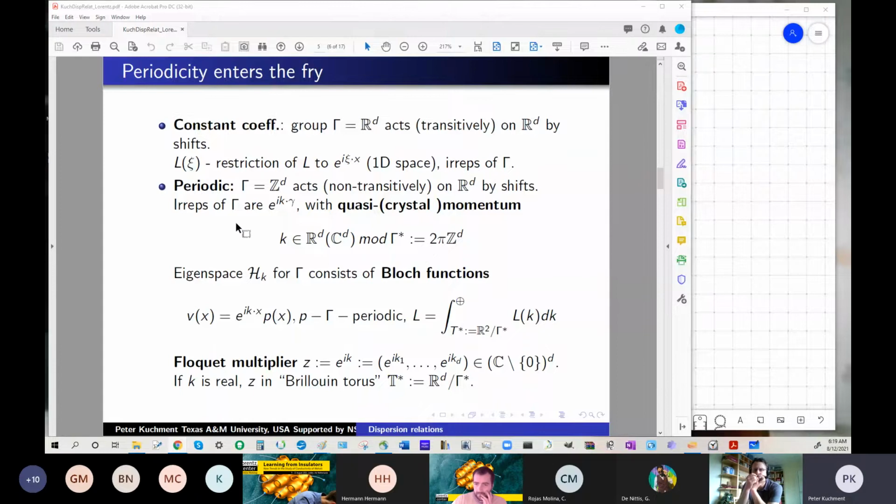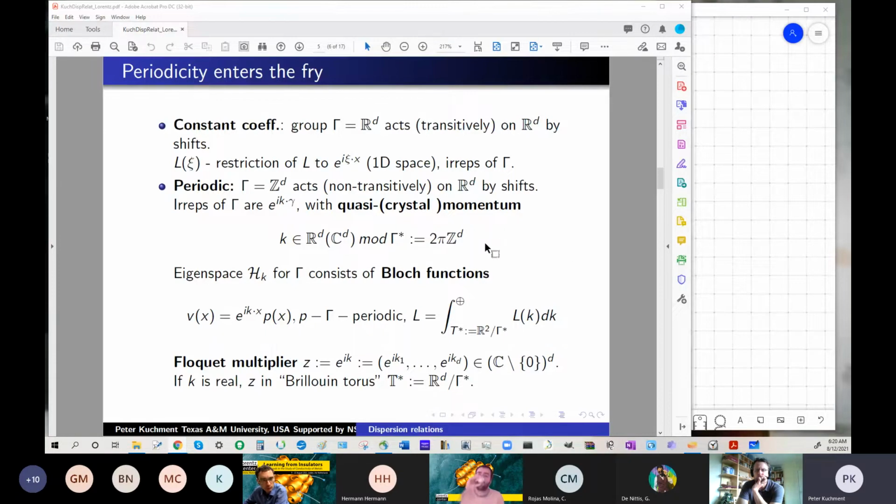Irreducible representations of gamma look essentially the same as here. Instead of psi, I will use the letter k, since this is what is called in physics quasimomentum or crystal momentum. There is one new thing: every representation enters many times in our space, since there are many orbits. It's not a single orbit carrying the whole space. And this leads to the fact that this quasimomentum is not uniquely determined. It's determined only modulo what is called the dual lattice, which in this case is just 2 pi times the integer lattice, since when you shift by it, nothing changes.